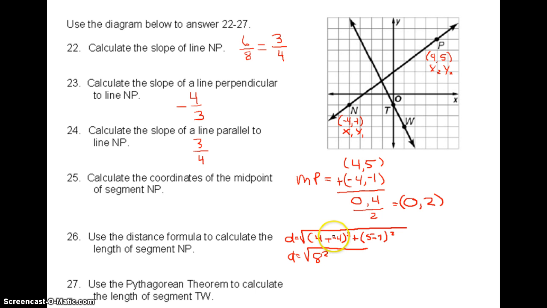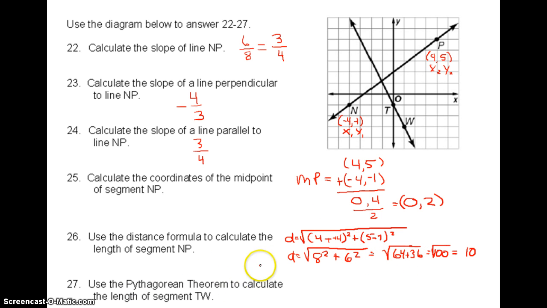So now we just change that into pluses. So 8 squared plus 5 minus negative 1 is 5 plus 1, which is 6 squared. And for space, I'm going to just write this out this way. So distance equals square root of 64 plus 36. And that's the square root of 100, which is 10. So the distance formula gives NP equals 10.